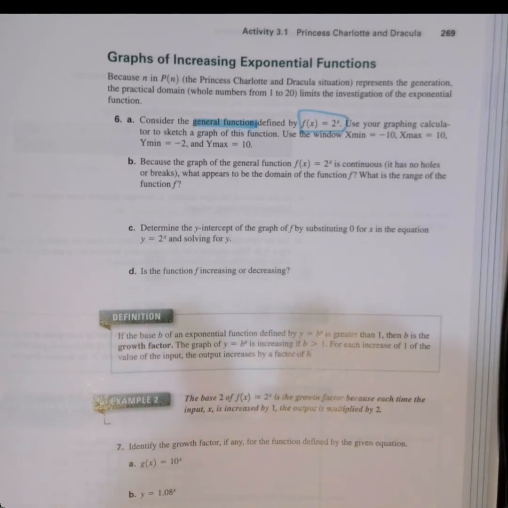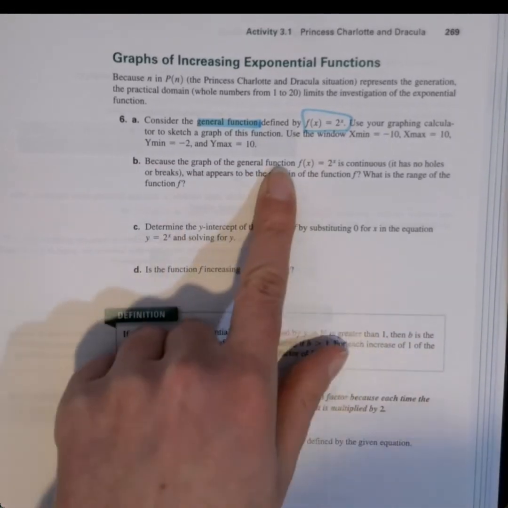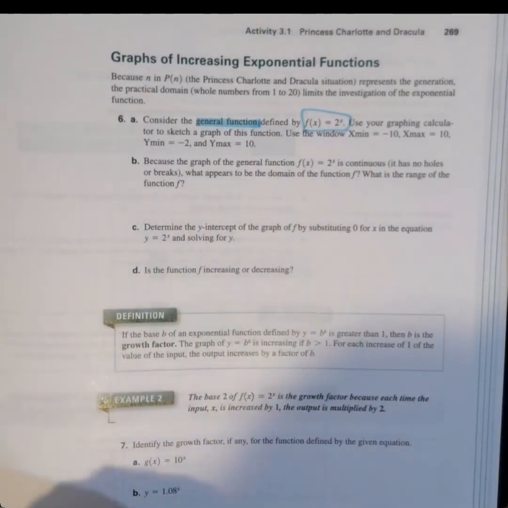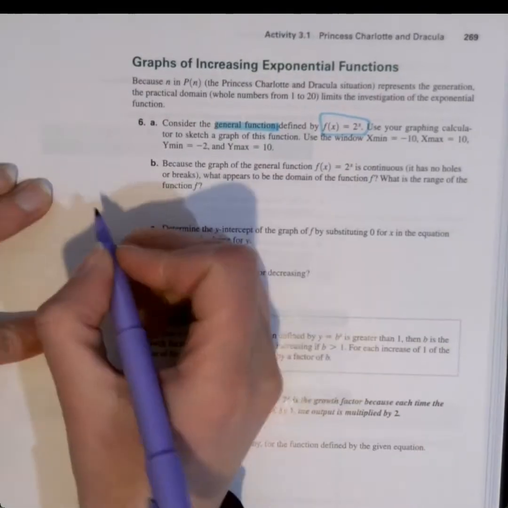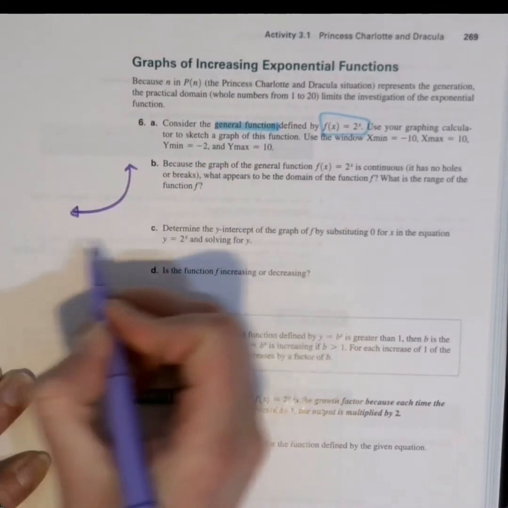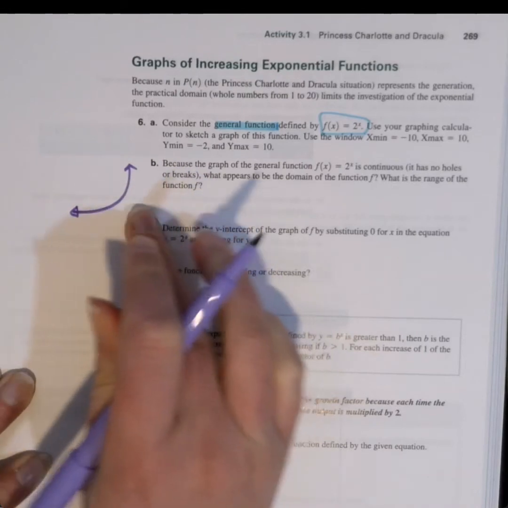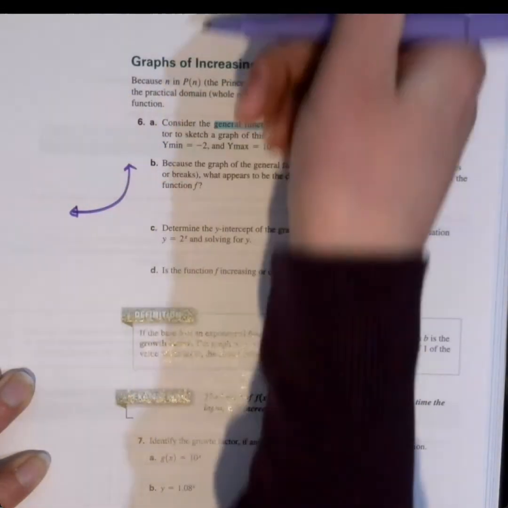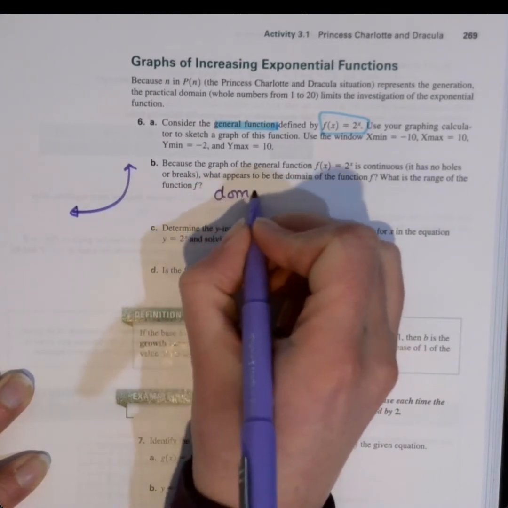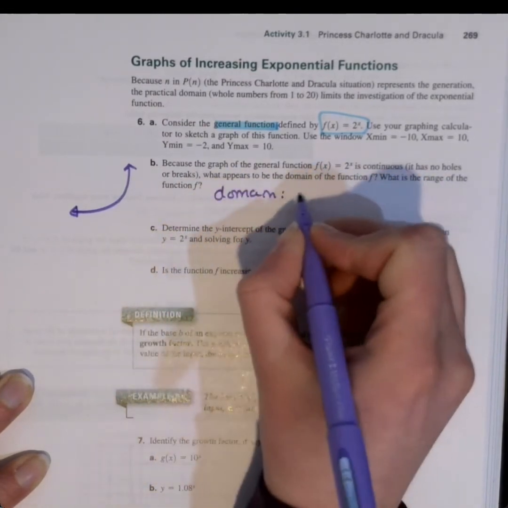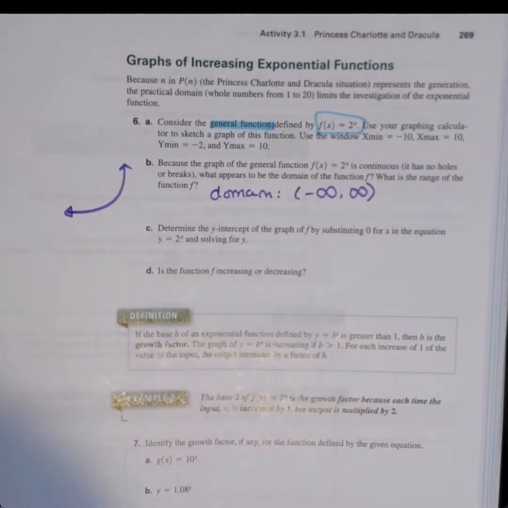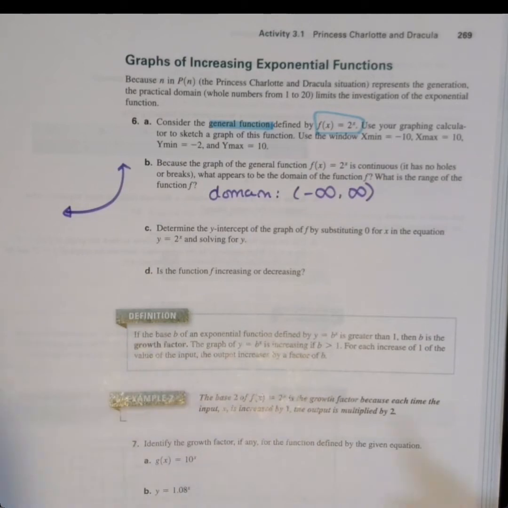And now, because the graph of this general function is continuous, with no holes or breaks, what appears to be the domain of that function? Okay, so the general graph, again, we can see its shape. It goes all the way left. It goes all the way right. It takes forever to get right because it's growing tall so fast, but it does eventually get to the right. So the domain is going to be all real numbers, or -infinity to infinity, for the full function. We are not looking at it in terms of the context.